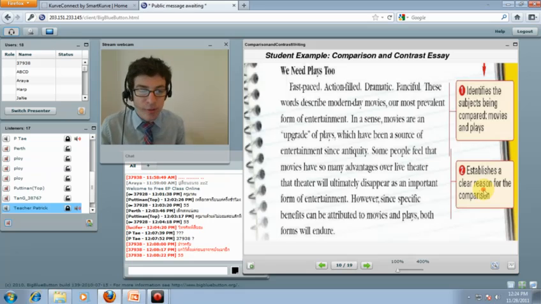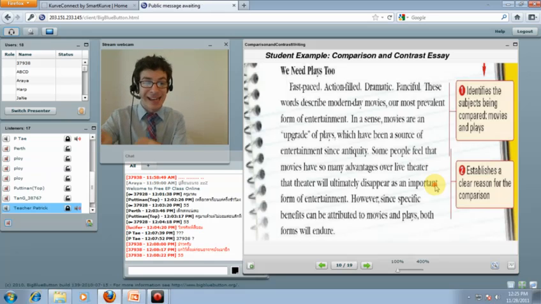But let's see. The second point says establishes a clear reason for the comparison. Okay, now you need to say why we need to talk about this. And here it says, some people feel that movies have so many advantages over live theater that theater will ultimately disappear as an important form of entertainment. So it's saying that people think movies are so much better that no one will go see plays, so plays will disappear. Which shows that this is the reason why we're comparing these. We're going to learn about plays and movies, and we're going to disprove this.